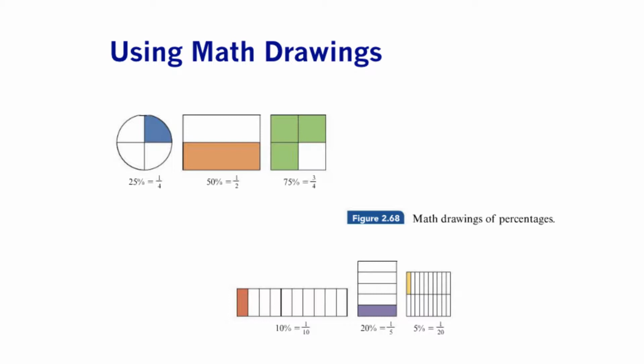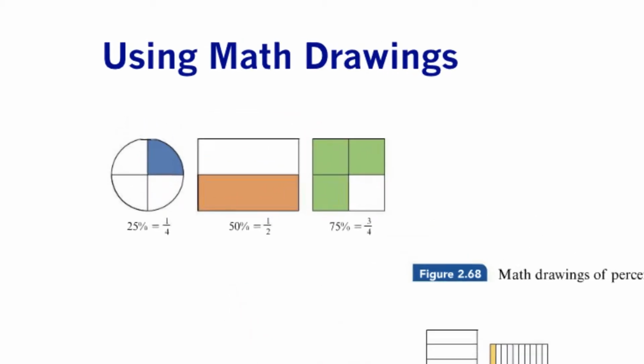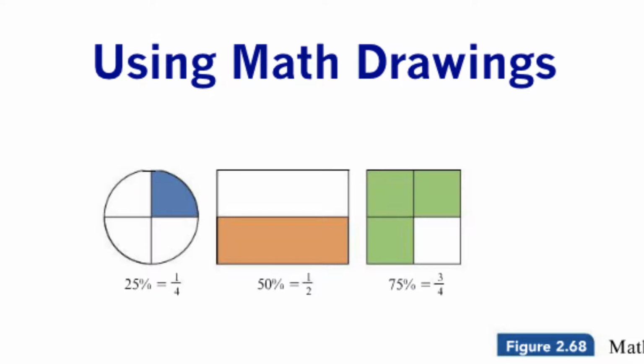Study the drawings and notice that several different benchmark percents are shown using different shaped figures. Percent is shown as part of a total area. The circle is divided into 4 equal parts and 25% is shaded. This is equivalent to the fraction 1/4. The rectangle is divided into 2 equal parts and 50% is shaded. This is equivalent to the fraction 1/2. The square is divided into 4 equal parts and 75% is shaded. This is equivalent to 3/4.